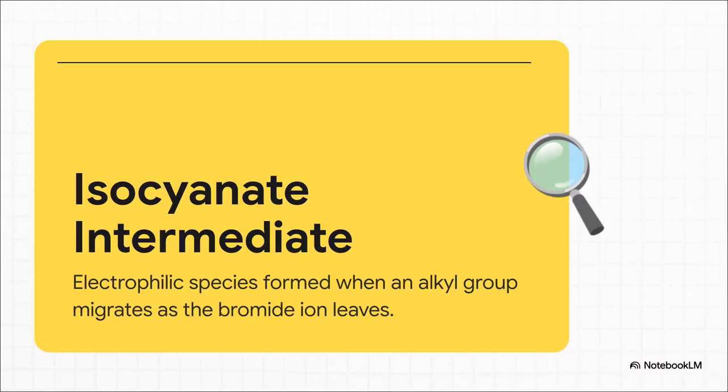Section 3. The concerted 1-2 shift, the climax of the reaction. So that 1-2 shift we just mentioned, it is absolutely not some clunky step-by-step process. Research actually shows it's a concerted mechanism. That means the migrating carbon group breaks its bond with the carbonyl carbon at the exact same split second it forms a new bond with the nitrogen. And right at that same moment, the bromine atom takes its electrons and bails as a bromine ion.